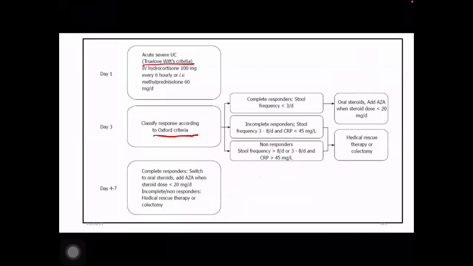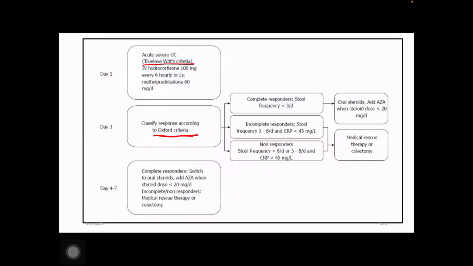So this is roughly the management of acute severe ulcerative colitis. Based on Truelove and Witts criteria, you diagnose severe ulcerative colitis. I told you before, what is severe ulcerative colitis? More than 6 bloody stools with fever, tachycardia, anemia, and high ESR. All these are acute severe ulcerative colitis.